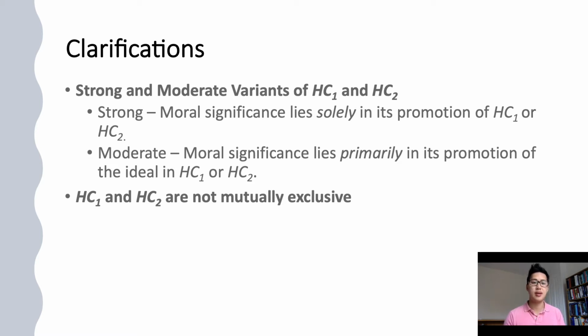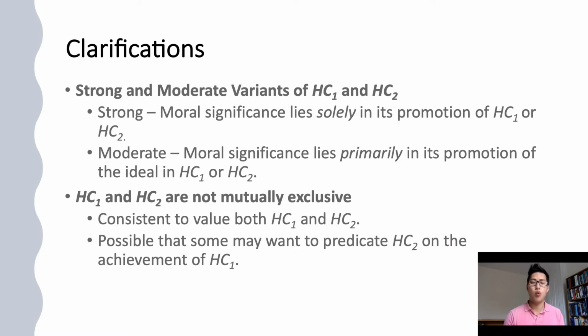We should also see that HC1 and HC2 are not mutually exclusive. It is consistent for us to value both the ideal of the biomedical approach and the indirect justice promoting view. Indeed, we may want to predicate HC2 on the achievement of HC1. That's to say, it is only through the alleviating of particular ailments that we allow ourselves to experience opportunity. And so here we have a kind of ordering approach, but where the ultimate goal is HC2, but predicated on HC1. This seems to be, to an extent, Norman Daniels' view.